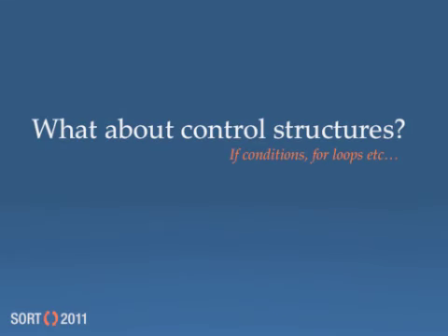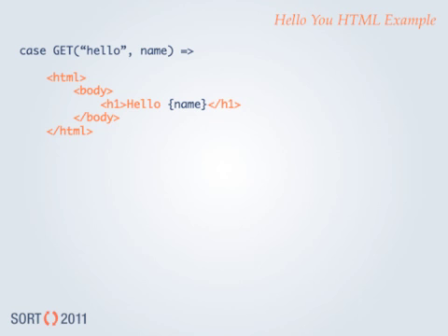So what about control structures? When we're building templates, we need to be able to do looping and if conditions and things like that. So we can just keep going with this example and see what we can do here.